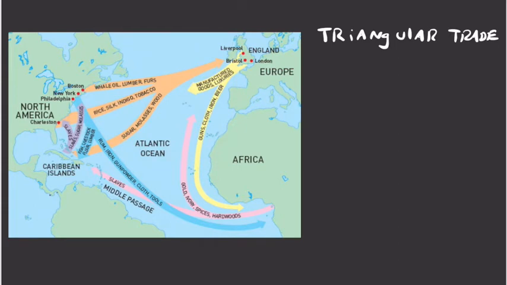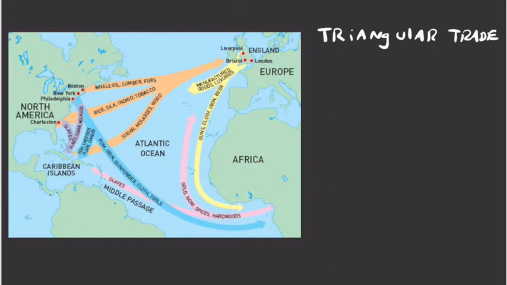And if we look at the different parts of this triangle, we see that from Europe going to Africa are things like guns, cloth, iron, beer, and alcohol. So they're bringing to Africa things that Africans did not have, and they're exchanging that for primarily slaves. And you see in this pink line going from Africa to the New World is mostly slaves going to the Caribbean, and some of them going up to North America.